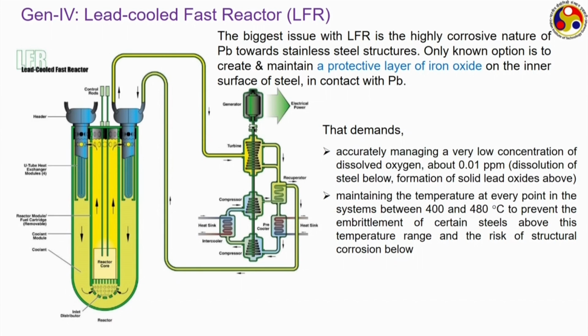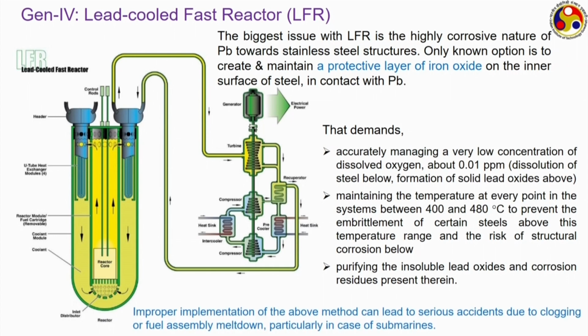This is quite a narrow band, but we have to maintain it, because if the temperature falls below 400 degrees Celsius, then there will be a risk of structural corrosion, whereas when it goes above 480 degrees Celsius, then certain steel may become quite brittle. And also purifying the insoluble lead oxides and corrosion residues present therein. That is another thing that we have to consider.